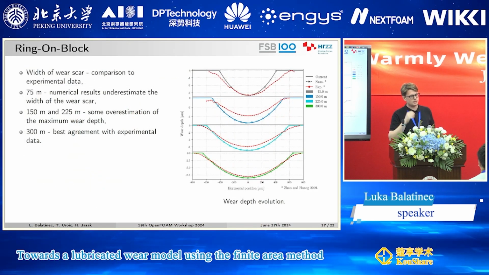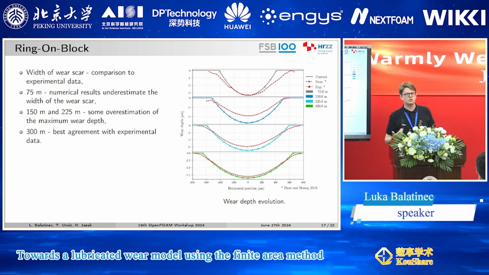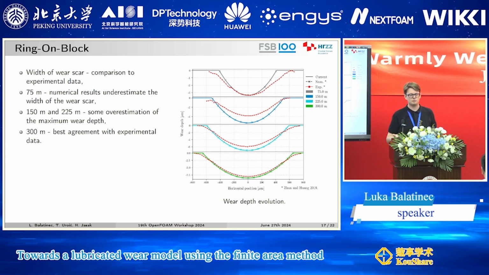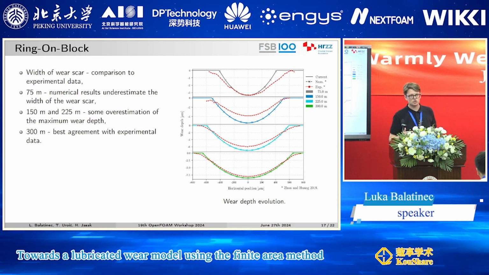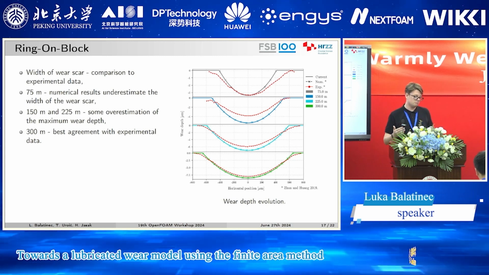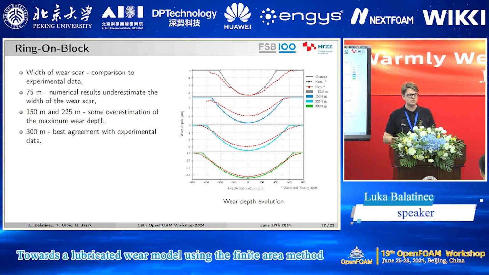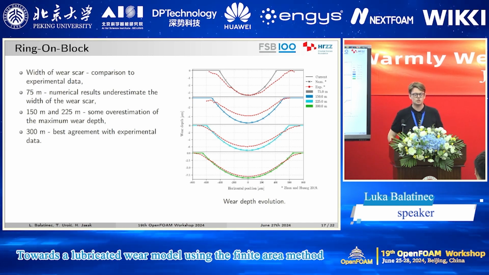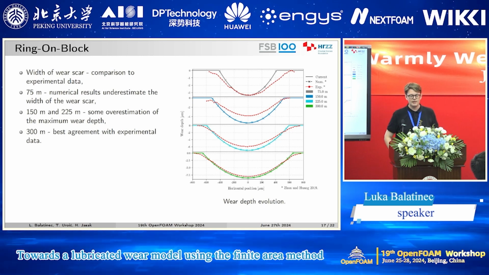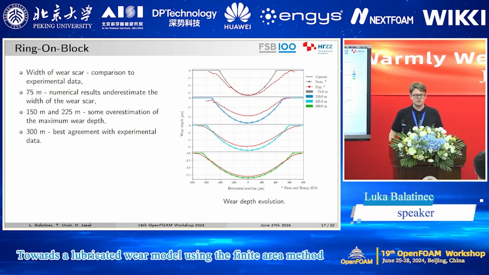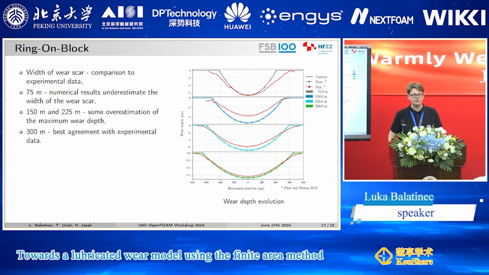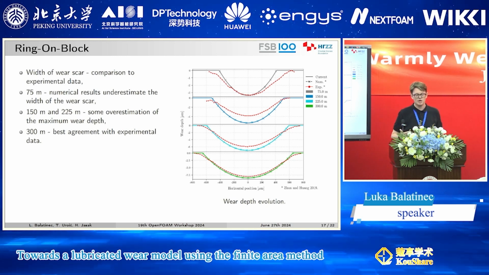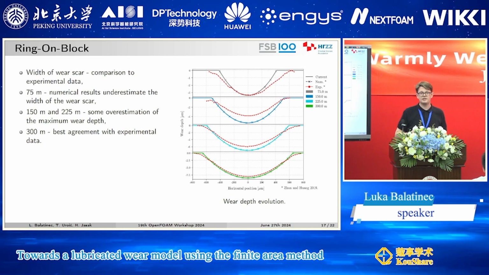Now, the same authors provided experimental data, and here we compared our numerical results to the experimental data that was provided in the literature. We can see that for the initial point after 75 meters of sliding distance, our numeric results show an underestimation of the width of the wear scar. The next 2 points show a slight overestimation of the maximum wear depth, but for the end of the experiment after 300 meters, we have very good agreement between our data and the experimental data.